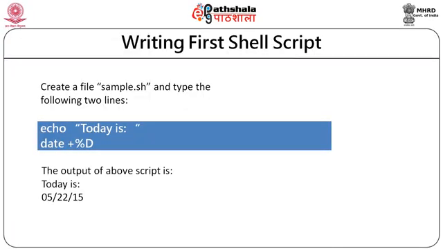Now, let us see a very basic shell script. It contains just 2 lines. In this script, you can see the echo command displays "today is". With the echo command, whatever text follows will be displayed on the prompt. So, when I say echo today is, and when I execute the program, it will display today is.